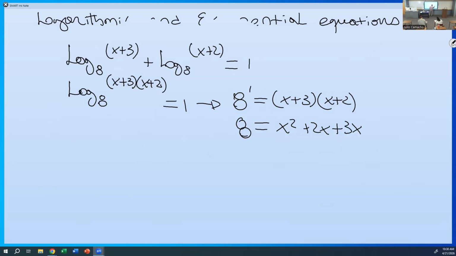And what are you missing? You have to have 4 terms there.